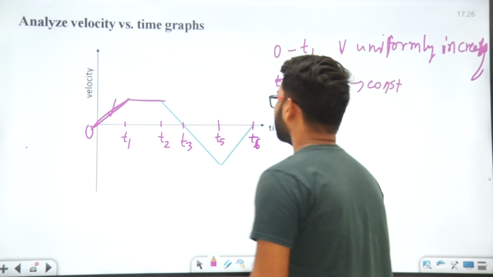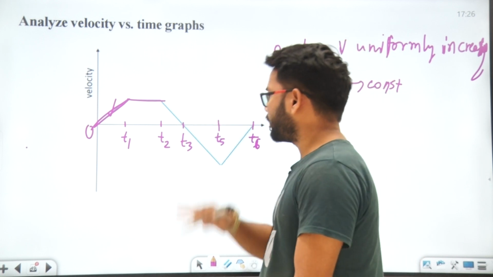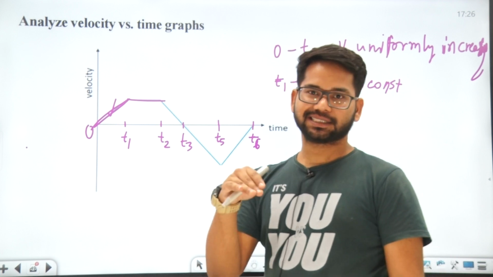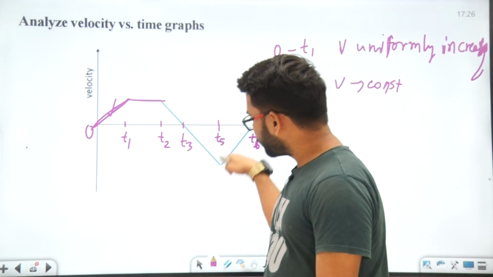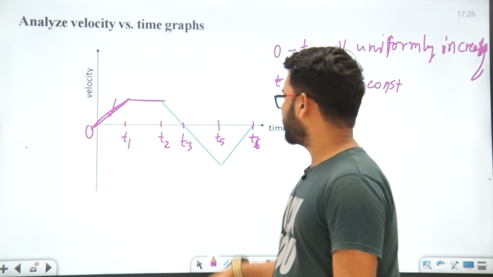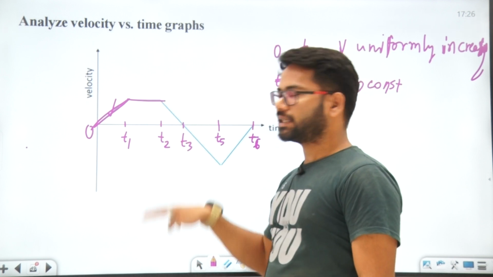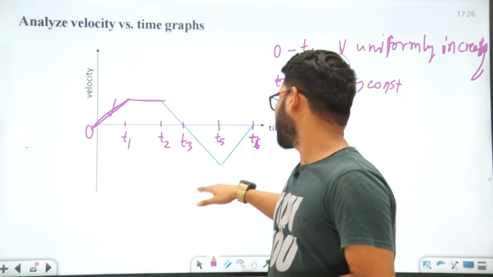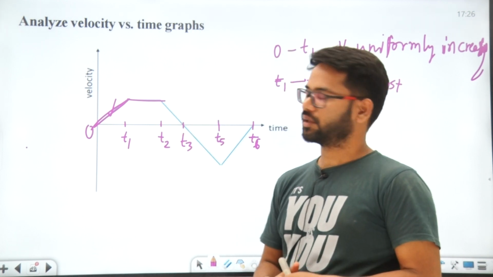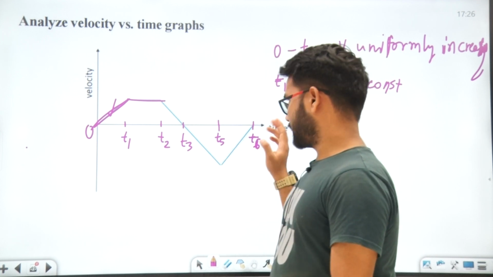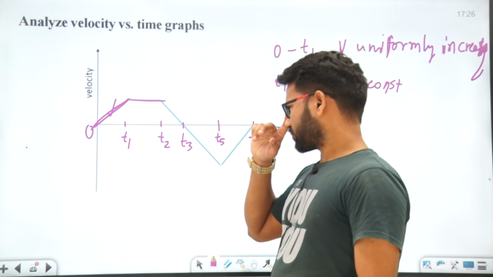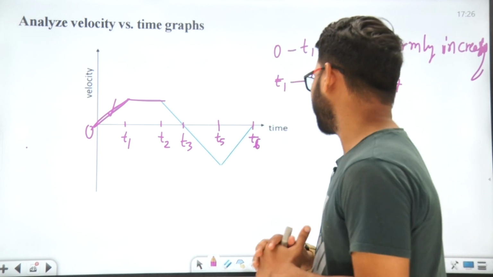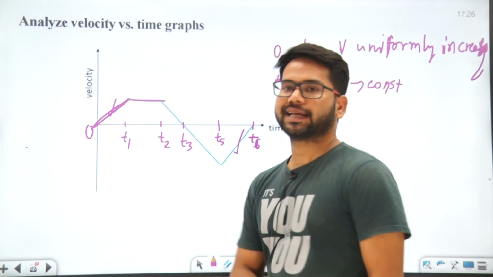T2 to T3, even we can say T2 to T5, velocity is decreasing. If you are talking about speed, first from T2 to T3 speed is decreasing and becoming 0, then it's increasing and going to some maximum value. T5 to T6, again velocity is uniformly increasing. So it's the case of uniform acceleration.